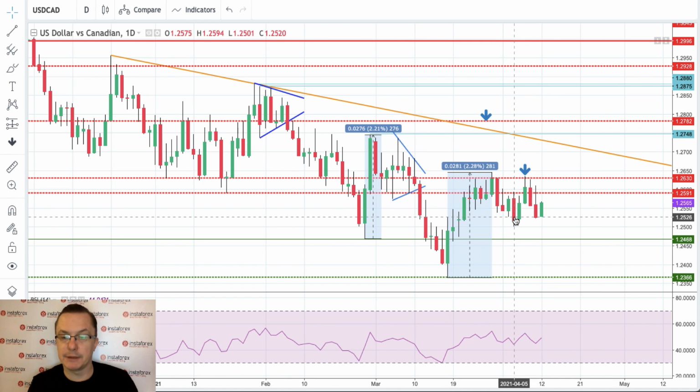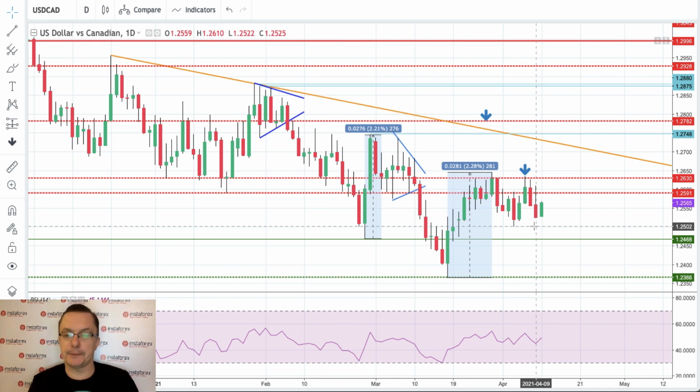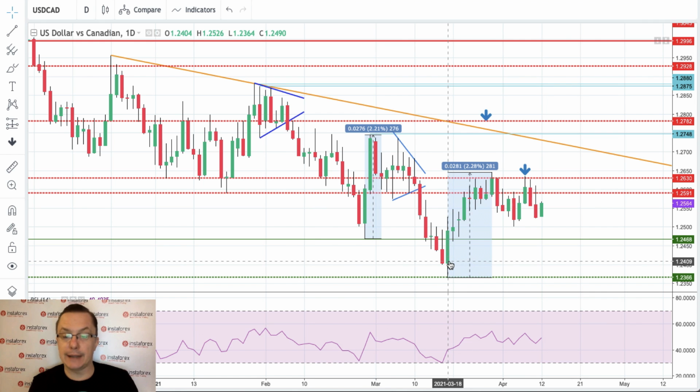The recent low was made at 1.2501. So this is not that bad for the bulls. As long as they trade above 1.25, there is still a chance for a breakout higher. But if we break below 1.25, that means we will penetrate 1.2468, and then of course there is a low from the 18th of March at 1.2366.